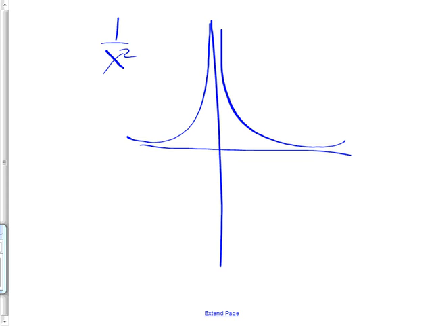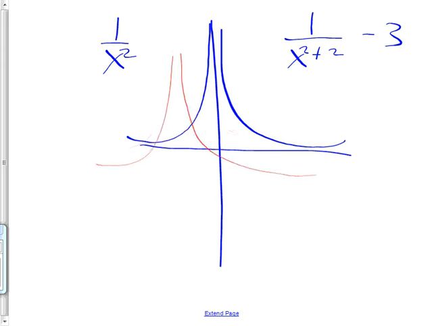All right, so why don't I do the one that I got on the board here? 1 over x squared plus 2. That means I'm going to move it which way? To the left 2. And then what's that minus 3 do? Down 3. So left 2 and down 3. So I grab the function, which is this red one, and I move it left 2 and down 3. Basically, it would look something like that. All right. Let's see.